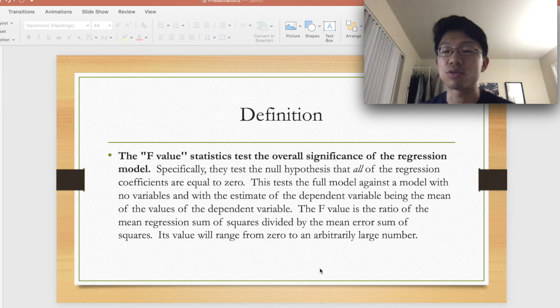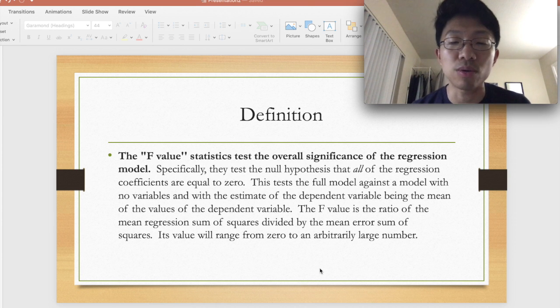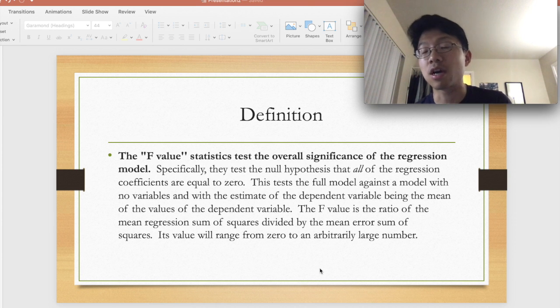The F value is the ratio of the mean regression sum of squares divided by the mean error sum of squares. So it's pretty straightforward. It's comparing the errors with the variables to the errors without any variables, which is basically how far each data point is away from the mean. And its values will range from 0 to an arbitrarily large number.